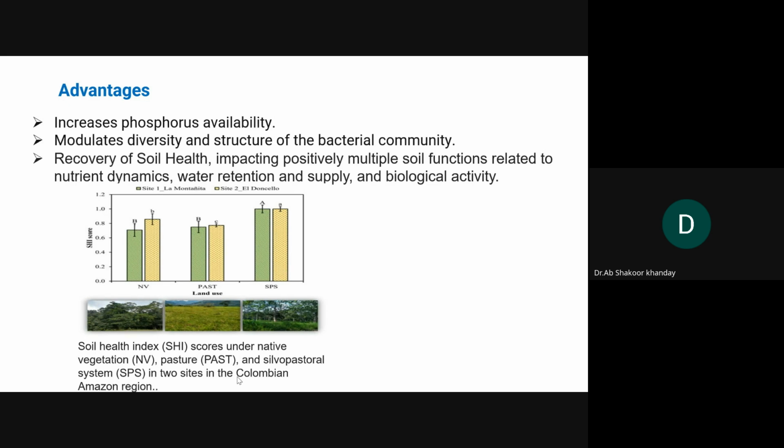As you can see, the soil health index under native vegetation, pasture and silvopastoral systems in two sites in the Colombian Amazon region. This soil health index consisted of 30 values, for example, soil bulk density, soil aggregation, and soil erodibility. Almost 30 soil health indices were evaluated for the soils under different land uses, and it was found that the soil under the silvopastoral system has the best score for almost all the soil health indices.